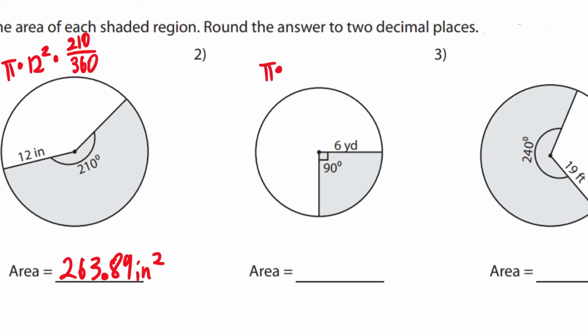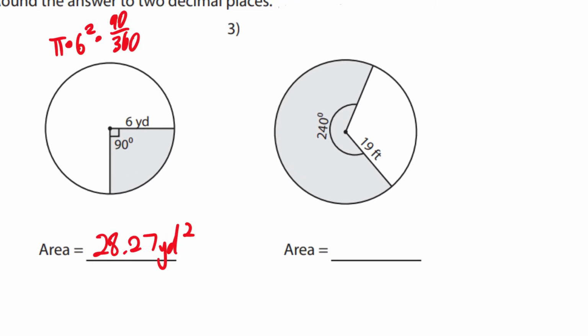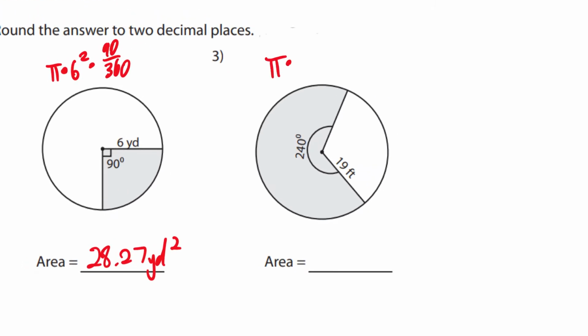Okay. Pi times 6 squared times 90 over 360. What does that give you? About 28.27 square yards. And then on this one, pi times 19 squared times 240 over 360. That's 756.8.